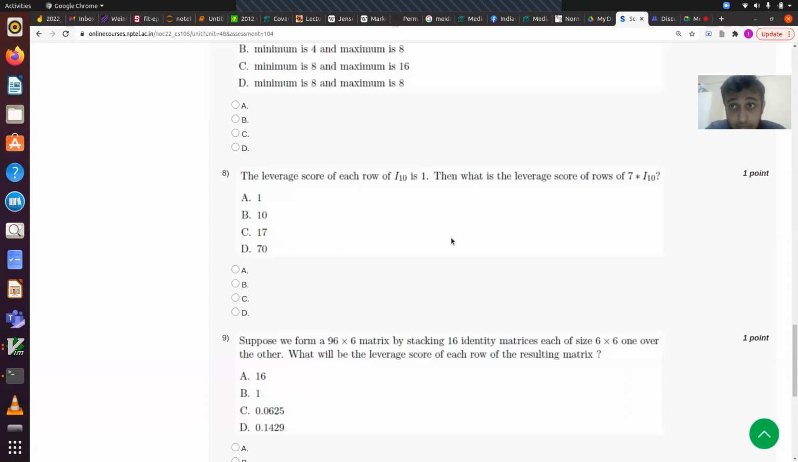So leverage score, how to calculate? That I have just explained, right? Yes, sir. So now you think you can do it yourself?